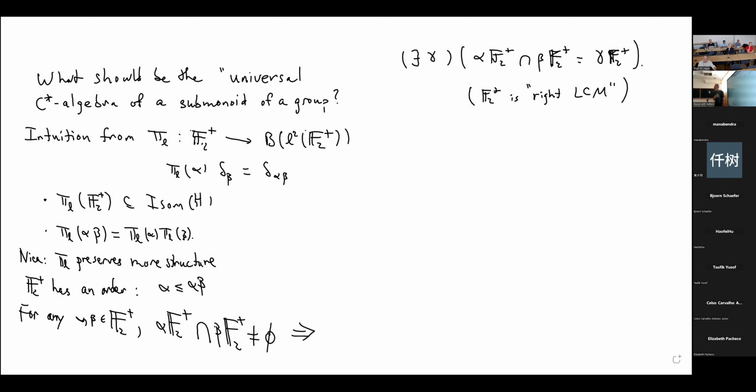LCM stands for least common multiple. So they have a least common multiple. And we'll see variations on this idea a little bit later. Okay, so now, what does this mean in terms of this left regular representation? We interpret it in terms of the range projections of isometries.